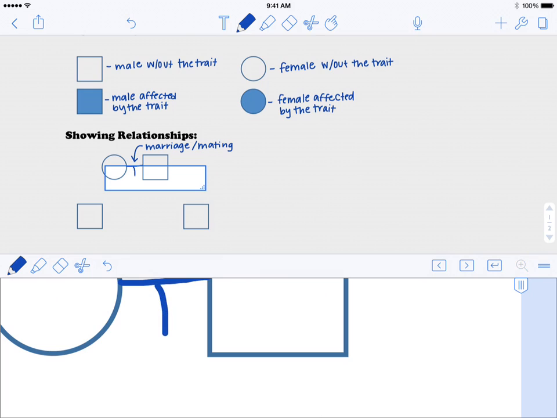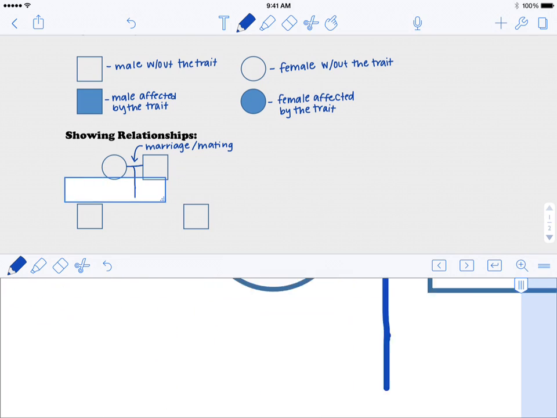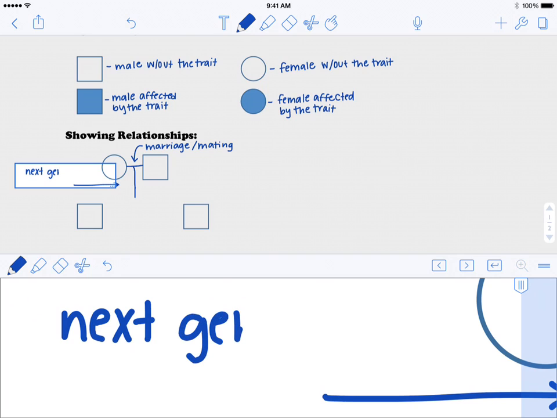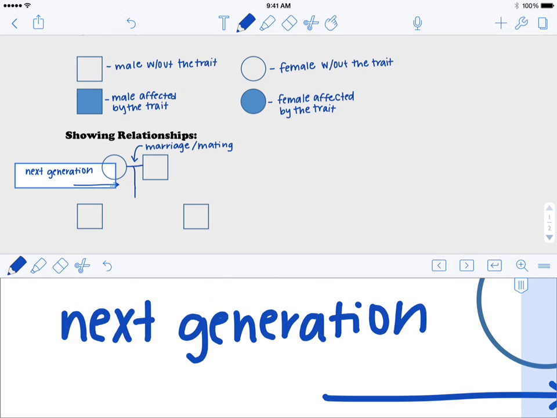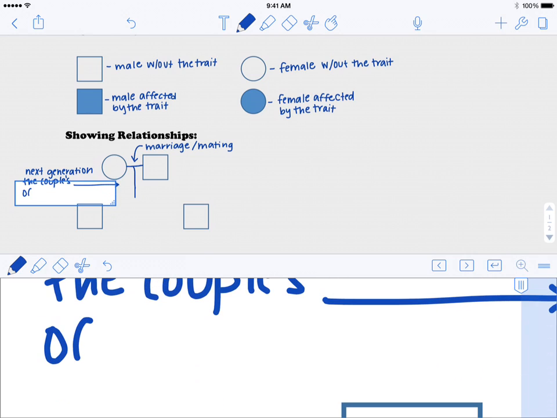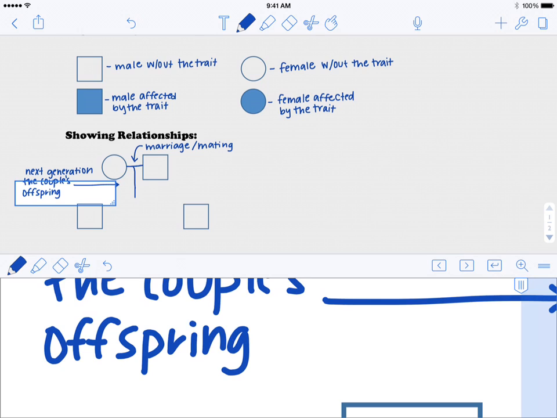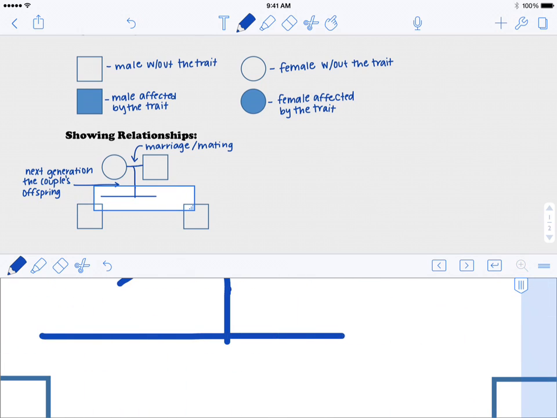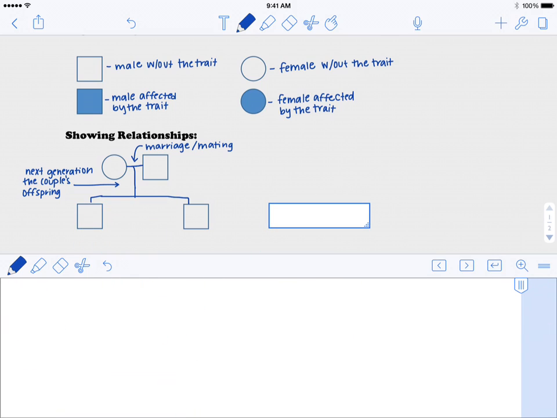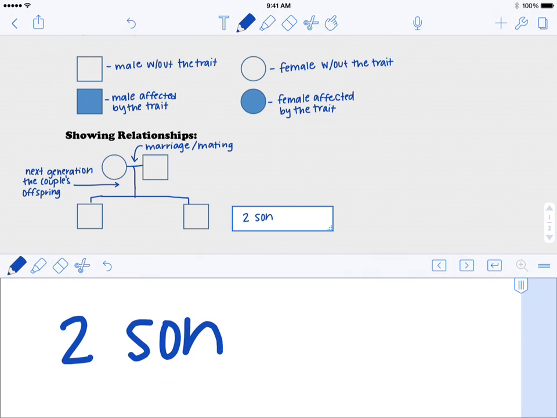Then, off of them, we're going to see a vertical line. And a vertical line here is going to represent the next generation, or it connects to their offspring. Okay? Then we tend to connect the offspring to that line and branch off from there. In this situation, we see that there is a woman and a man who had two children, both of whom are boys.